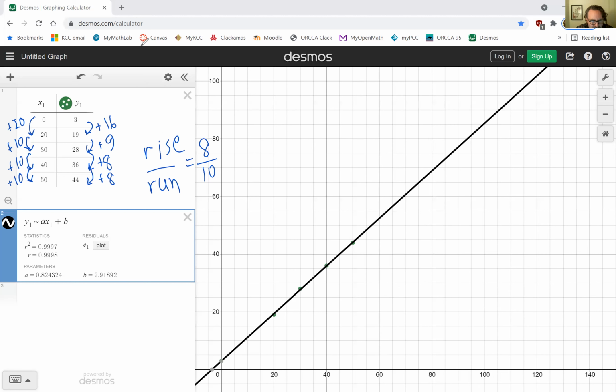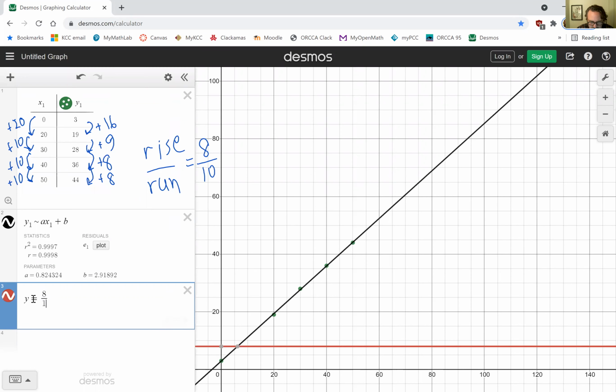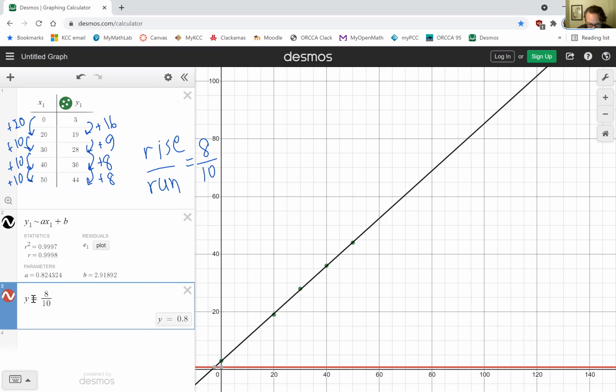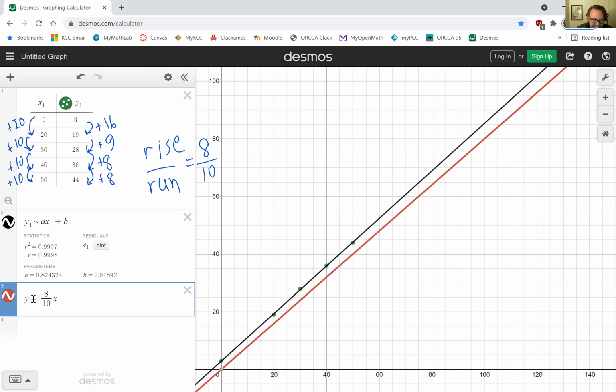So if I graph a line based on this information, y equals mx plus b, well, my slope will be 8/10. I could reduce that. I don't feel like it. Times x. And then the starting value was 3%. So then I'll have plus 3 on the end here.